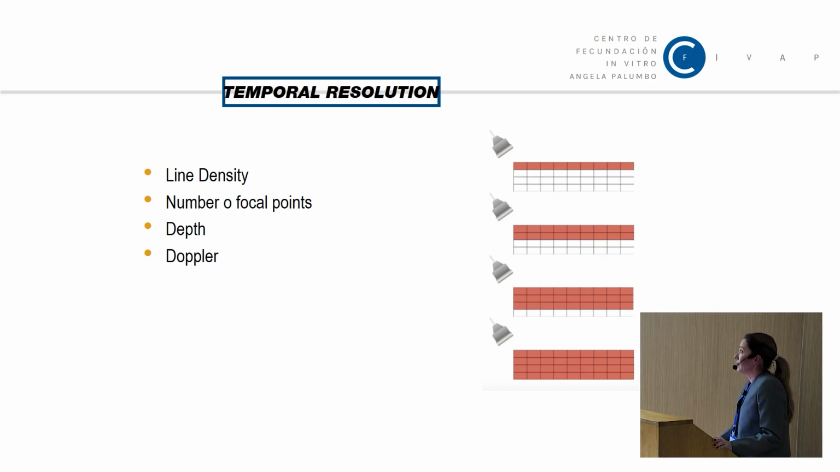The number of focal points and the depth also decrease temporal resolution, and the Doppler reduces the frame rate by half. So when we are going to use Doppler, try to increase the temporal resolution at maximum, because it's going to decrease when you apply the Doppler. In conclusion, we must adjust our parameters to have the best spatial resolution with the highest frame rate possible.